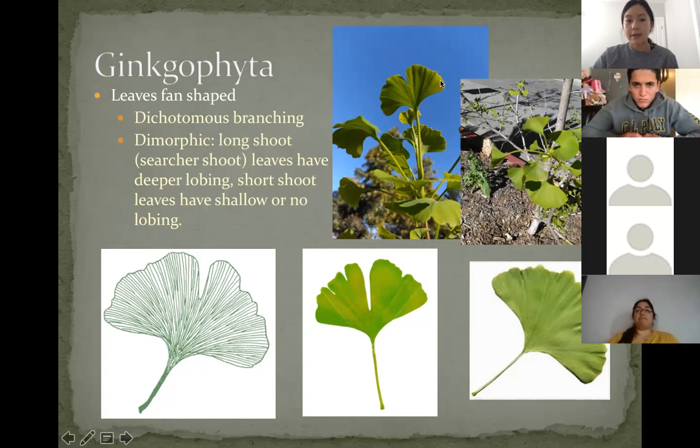But for the most part, they're kind of fan shaped, where they widen out. They do have dichotomously branched veins though. Pretty much what that means is that their veins are like the dichotomous branching with Selaginella, where it starts off as one and then goes into two and then two and then two. That's what the vascular bundles or the veins of the leaves will do for ginkgos. But again, the main thing is that long shoot leaves have that deeper lobing. Short shoot leaves are more smooth or entire.